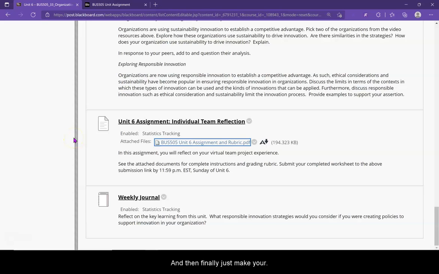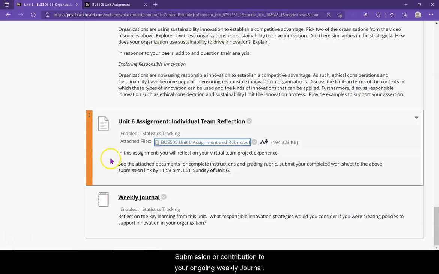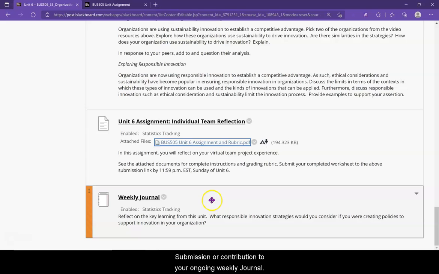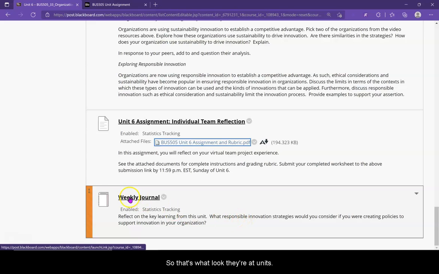And then finally, just make your submission or contribution to your ongoing weekly journal. So again, it deals kind of more with the statistics tracking, but you can make notes there of just whatever you learn also on other things during the week as well. So that's a look there at Unit 6.